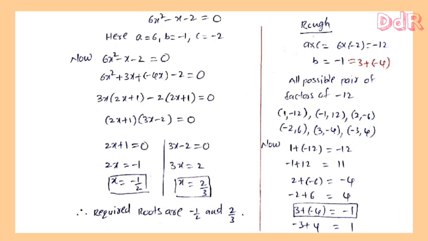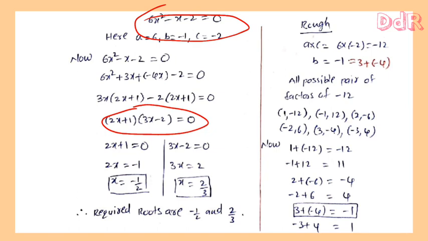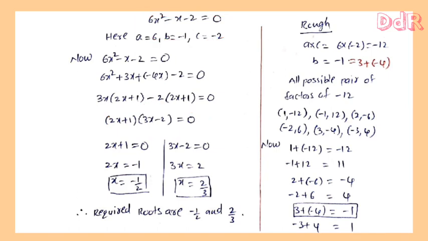So finally the quadratic polynomial is expressed as a product of two other polynomials. So let us find the two x values. 2x plus 1 equals 0, 3x minus 2 equals 0. 2x equals minus 1, because the plus 1 goes to the left side. Then x equals minus 1 by 2, because 2 is multiplying. So the first root is x equals minus 1 by 2.